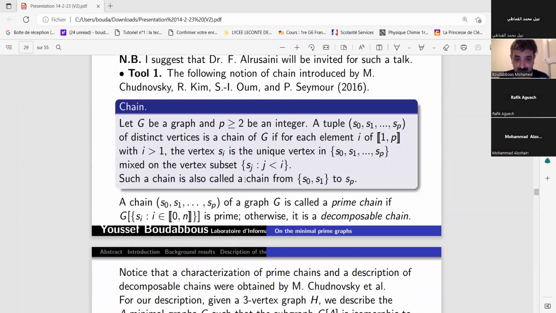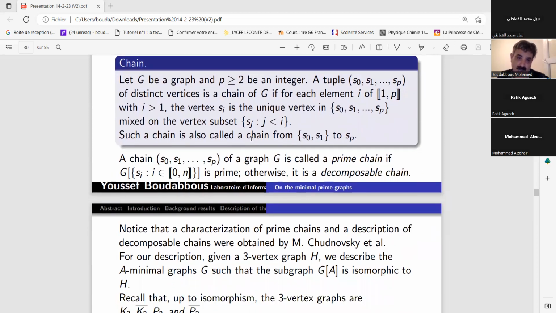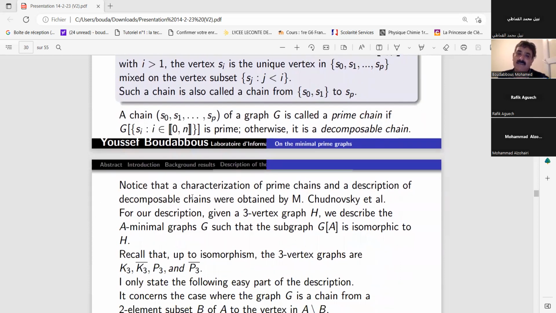Okay? A chain in a graph is called a prime chain if the induced subgraph is prime, otherwise it is called a decomposable chain. This notion is important in this study. Notice that in their paper, Chinovisky and al. characterize the prime chains and describe the decomposable chains, which are unique up to isomorphism for any n.